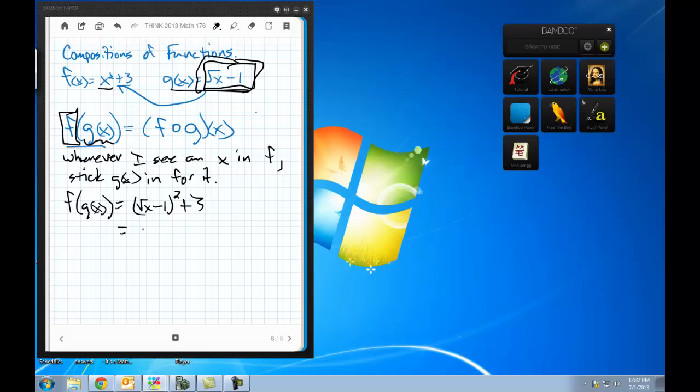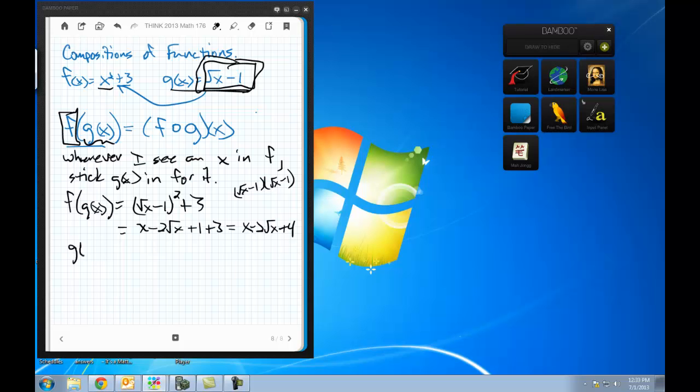Now if I want to clean this thing up, watch what happens. I can multiply this out. It's just a binomial expansion. If you don't get what I'm about to come up with, come talk to me later. The square root of x squared is x. Think of this as root x minus 1 times root x minus 1. So I end up with x minus 2 root x plus 1 plus 3, affectionately known as x minus 2 root x plus 4.